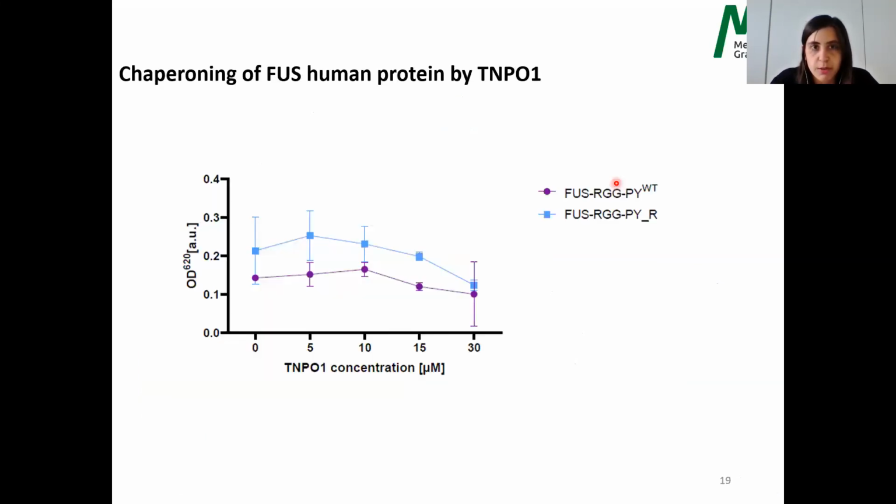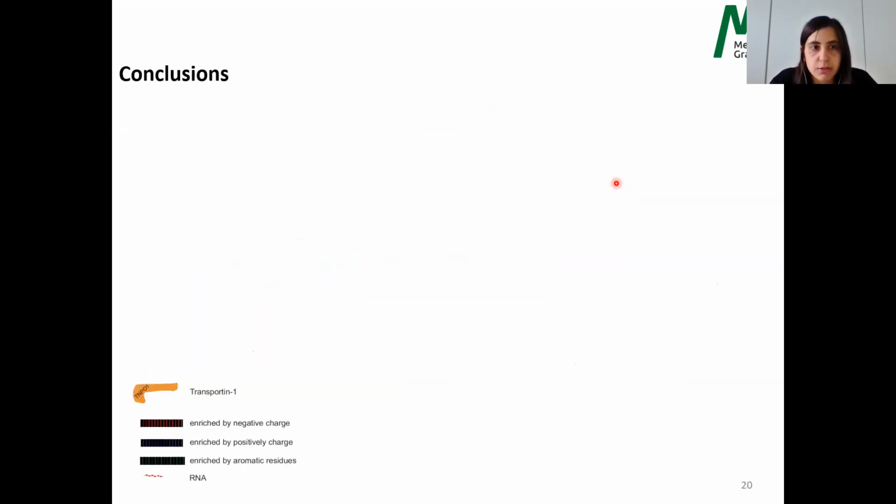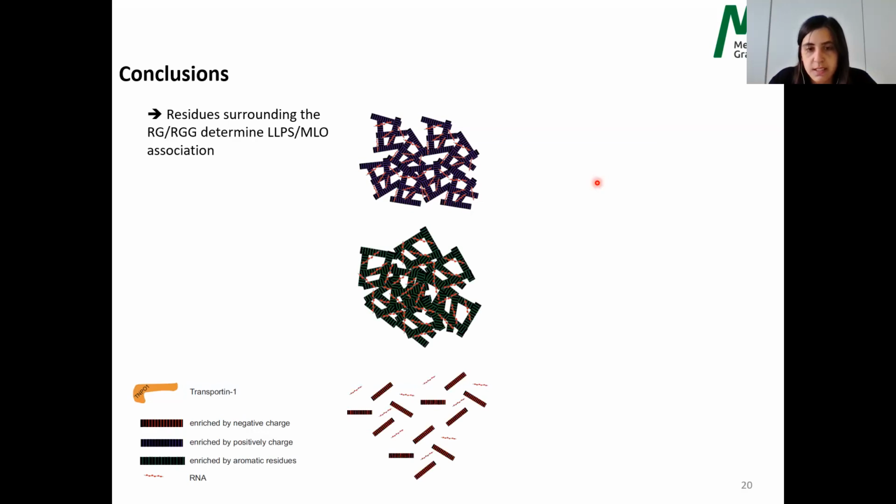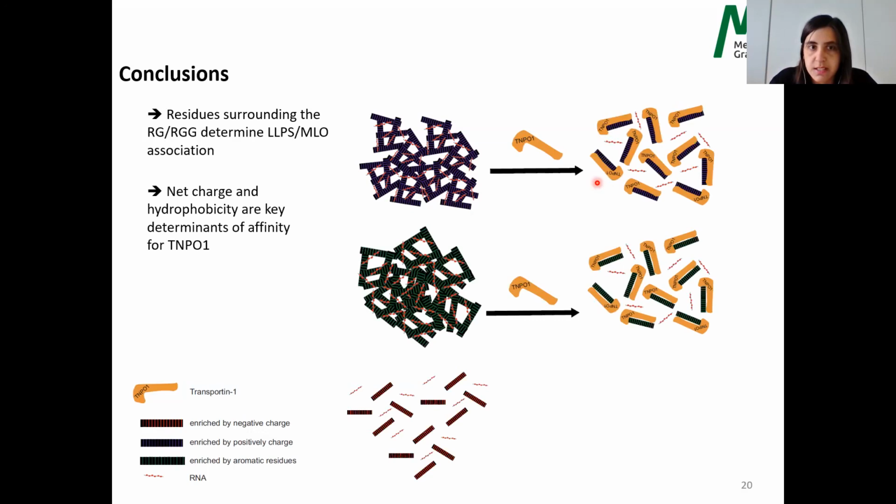When I checked the chaperoning of the FUS RGG3-PY region by transportin 1, I found that it can slightly affect the phase separation behavior of FUS. With that, I would like to conclude. We showed that the residues surrounding the RGGs determine the LLPS and membraneless organelle association. The domains enriched in positively charged and aromatic residues can form droplets. However, domains enriched in negatively charged residues cannot phase separate. The net charge and hydrophobicity are the key determinants for the affinity of transportin 1. And when transportin 1 binds to these droplets, the proteins become soluble.